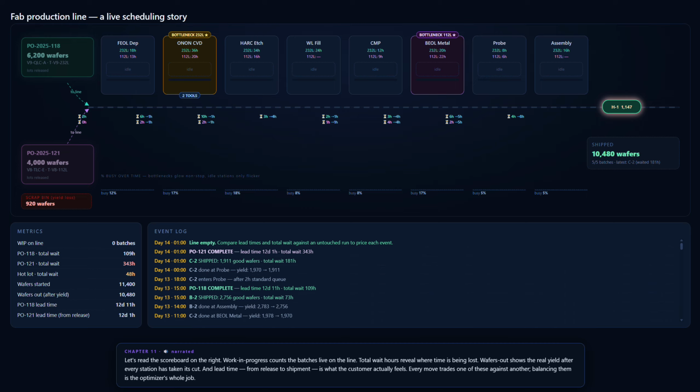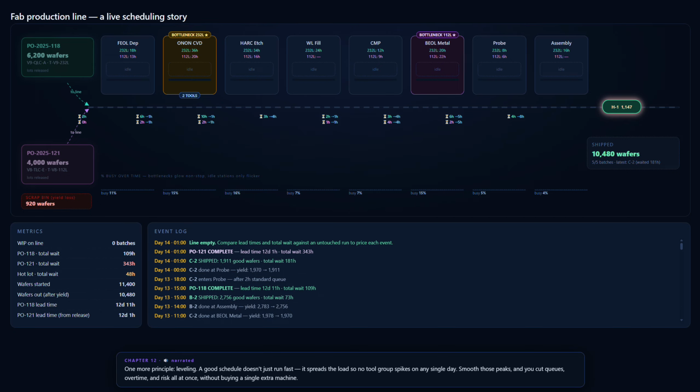Every move trades one of these against another. Balancing them is the optimizer's whole job. One more principle, leveling. A good schedule doesn't just run fast. It spreads the load so no tool group spikes on any single day. Smooth those peaks, and you cut queues, overtime, and risk all at once, without buying a single extra machine.